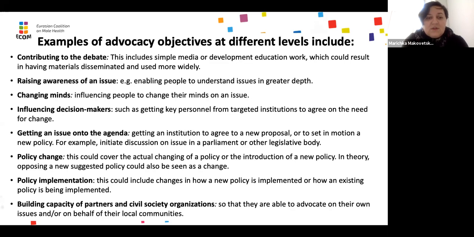Getting an issue onto the agenda. For example, let's say gender policy is not an issue in your country, but you understand that there are a lot of women, or male, female sex workers suffering from gender inequality. So you should focus on legislation to be changed in this case.